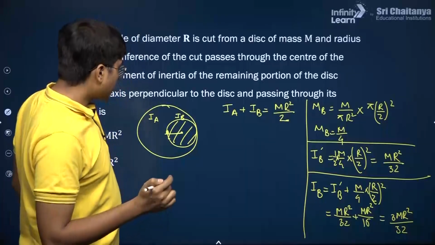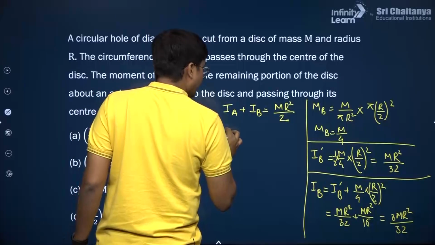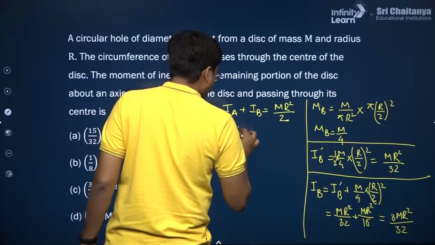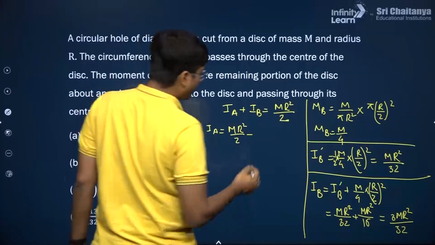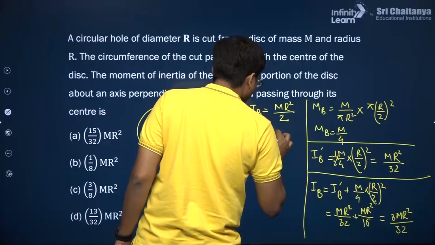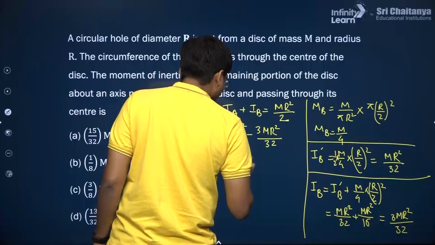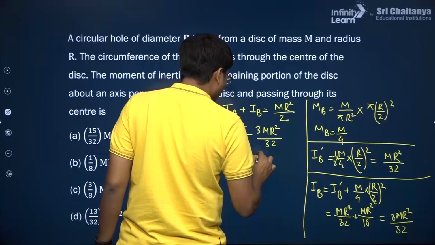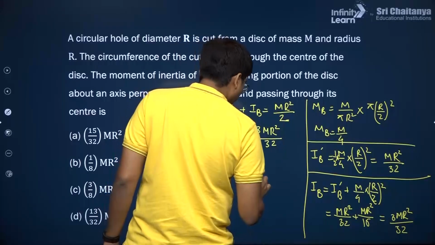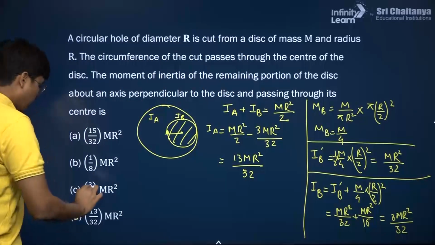Okay. Now we put it in, so we get IA is equal to mr square by 2 minus 3 mr square by 32. That makes it 16 minus 3, that is 13 mr square divided by 32. So do we have an option? This is our correct option.